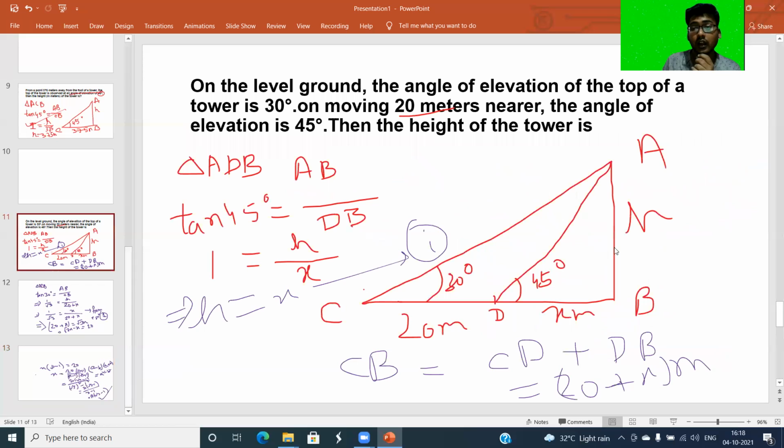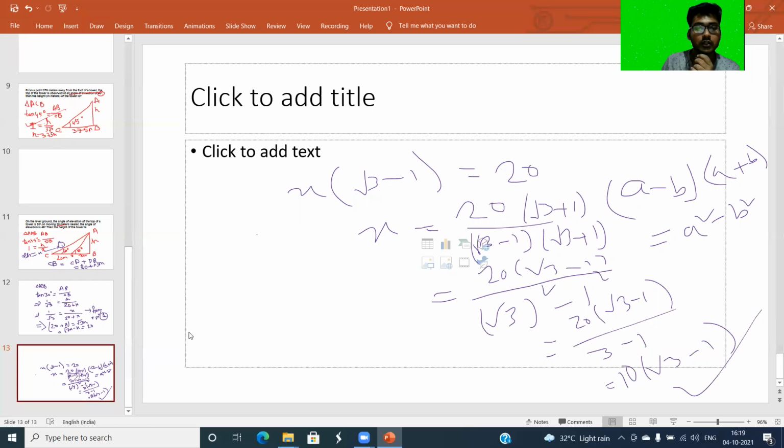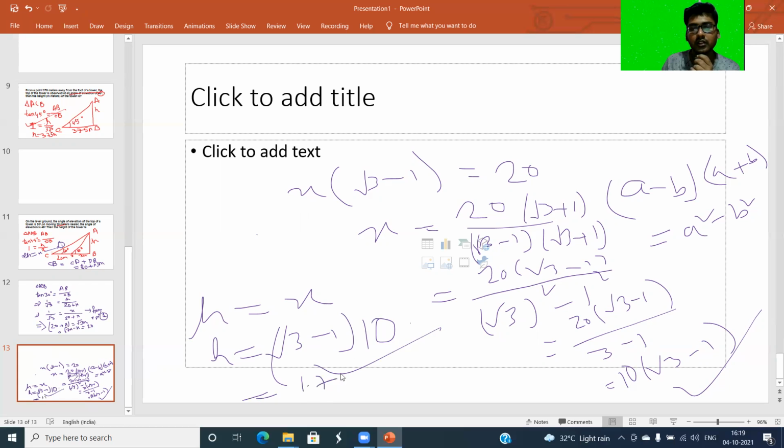Then what is the height of this tower? H equals x, so h equals 10 into (√3 plus 1). The value of √3 is about 1.732, so multiplying by 10 gives 17.3, plus 10, which is about 27.3 meter.